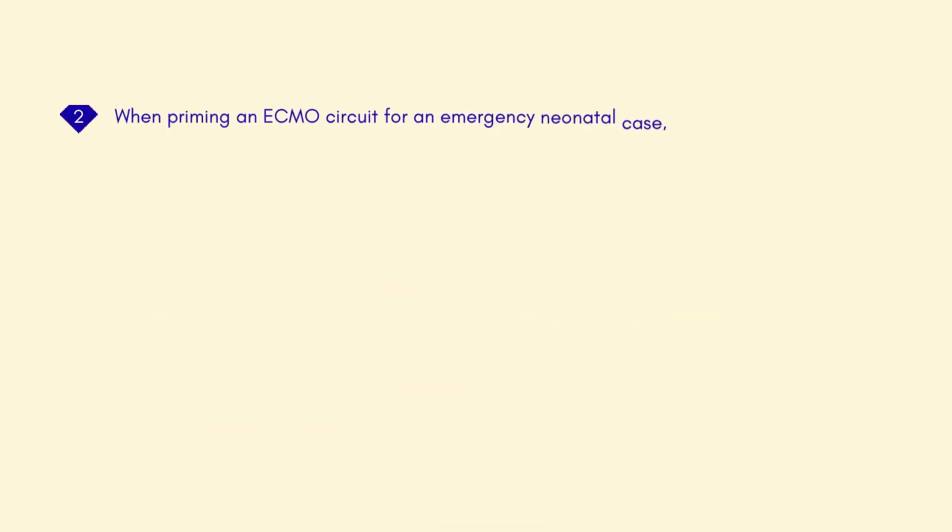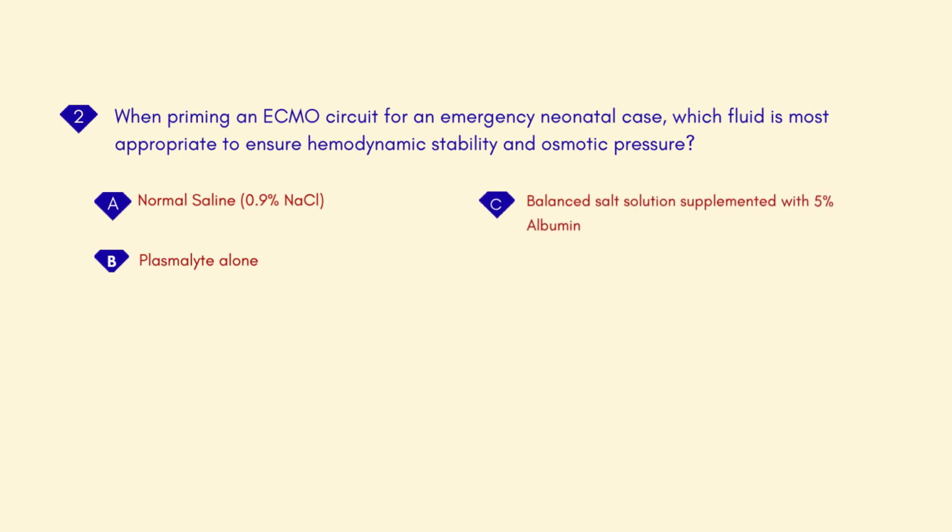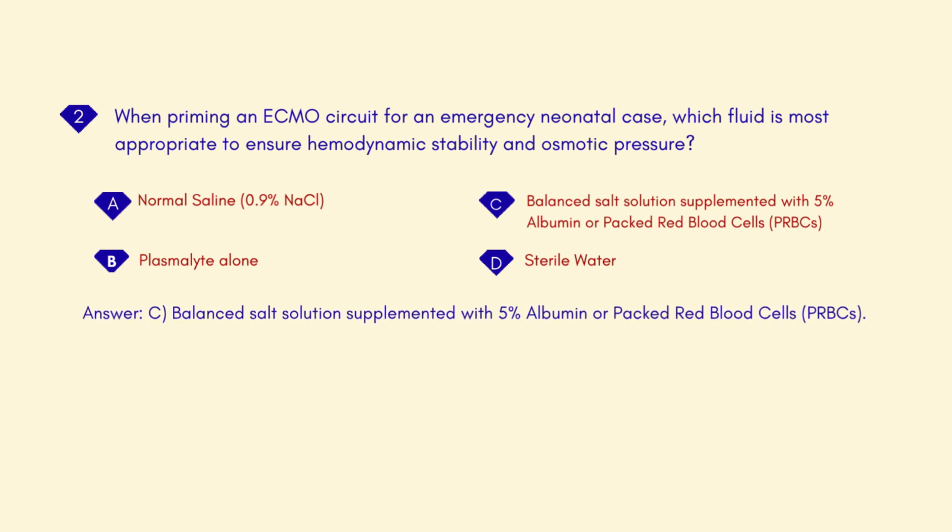When priming an ECMO circuit for an emergency neonatal case, which fluid is most appropriate to ensure hemodynamic stability and osmotic pressure? A. Normal saline, 0.9% NaCl. B. Plasma-Lyte alone. C. Balanced salt solution supplemented with 5% albumin or packed red blood cells, PRBCs. D. Sterile water. Answer: C. Balanced salt solution supplemented with 5% albumin or packed red blood cells, PRBCs.